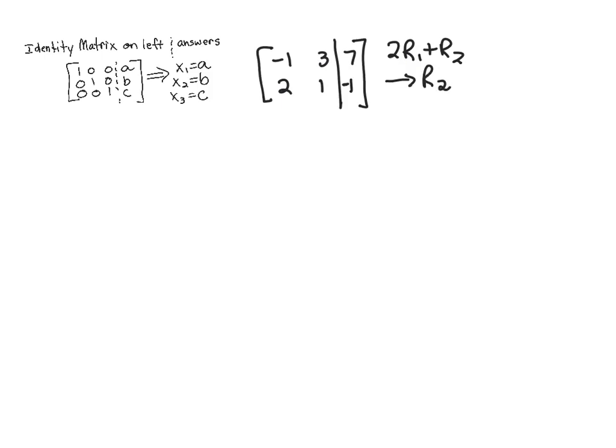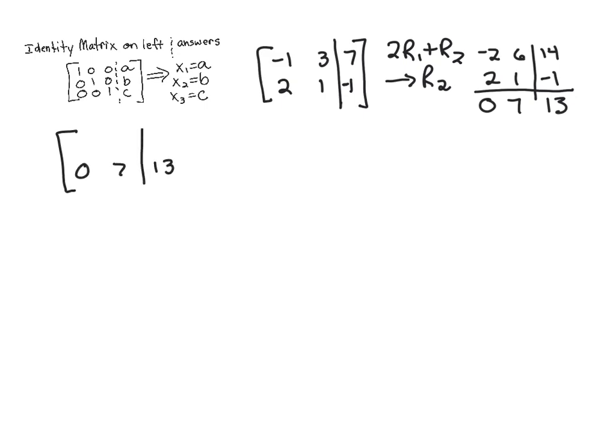I'm also going to write down my busy work. Twice row 1 is -2, 6 augmented with 14. And then copying row 2 the same as it is. This is going to give me a 0 and a 7 and a 13. And I'm going to replace row 2 and rewrite my matrix. My new row 2 is what I just found. Row 1 didn't change.